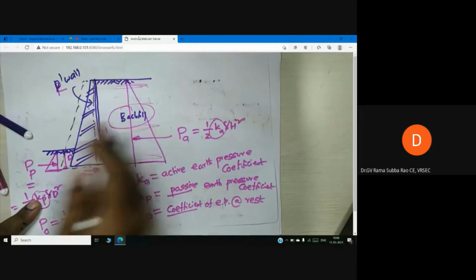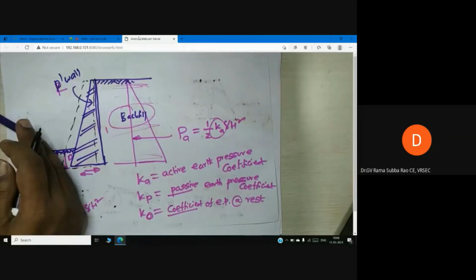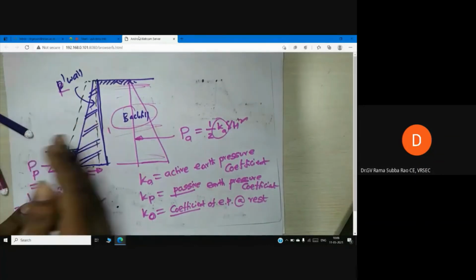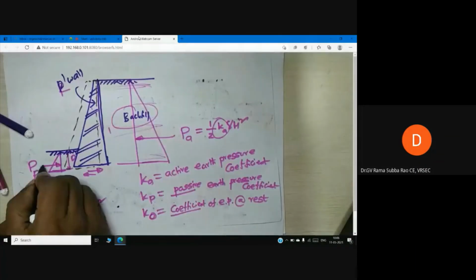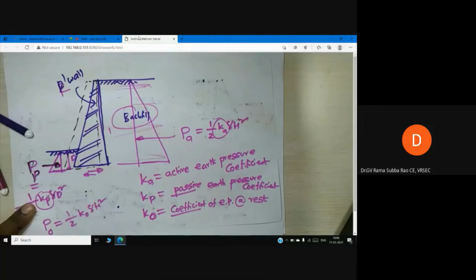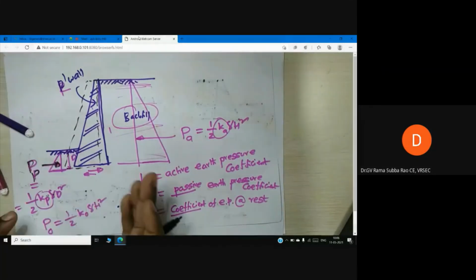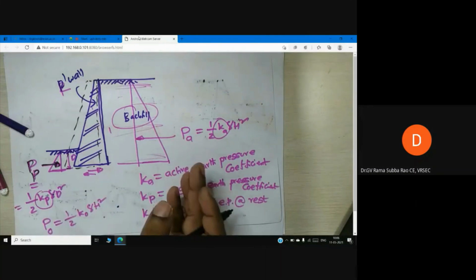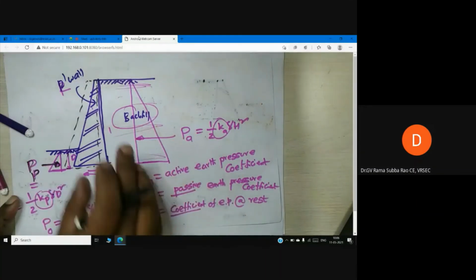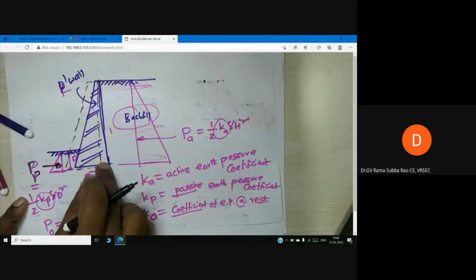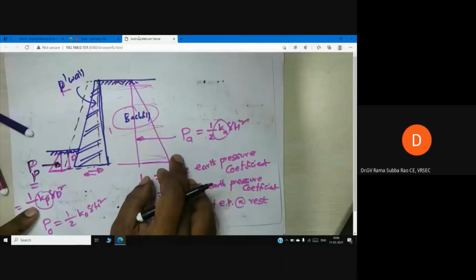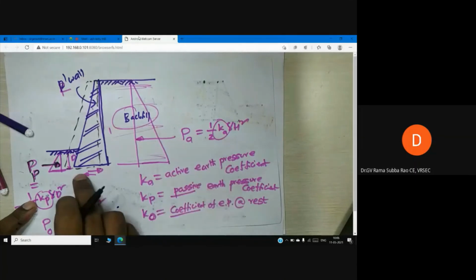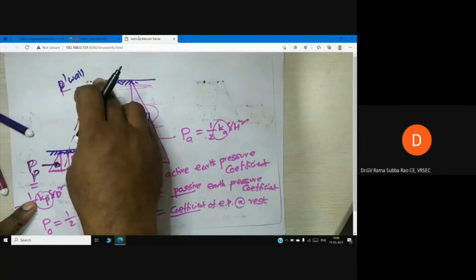What about passive force? You see in this direction, the wall is moving towards the backfill. That is passive force. So we need to balance this active and passive. That is what I say, static equilibrium. If you balance active and passive force, your wall is stable. Otherwise, if you are having excessive active force, the wall is in struggle.